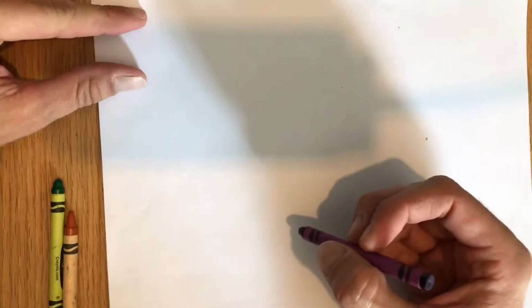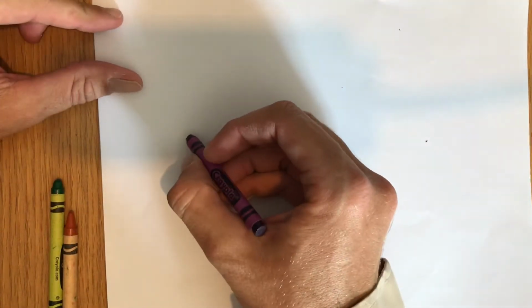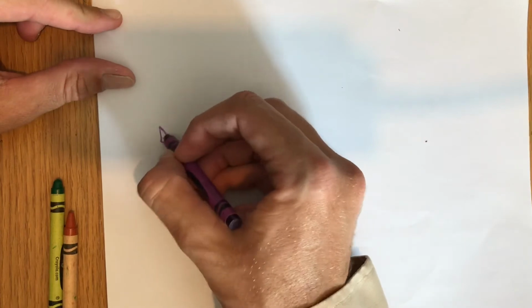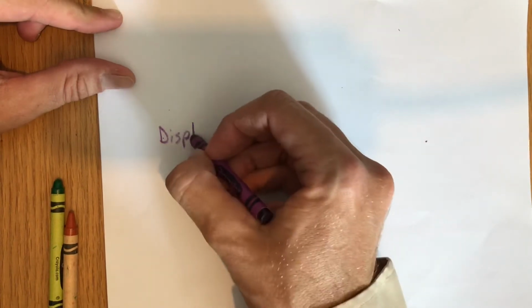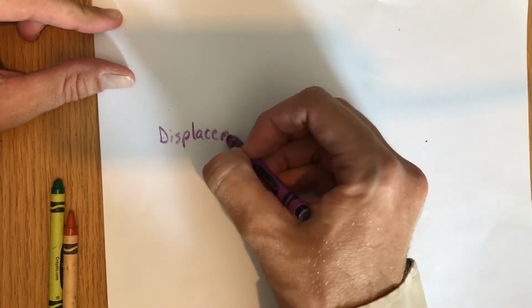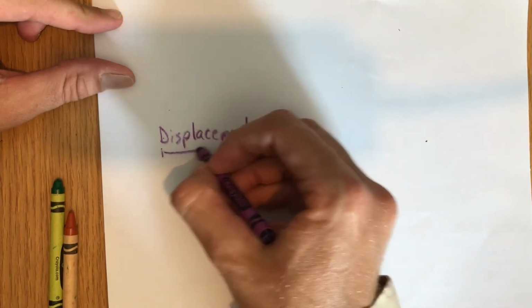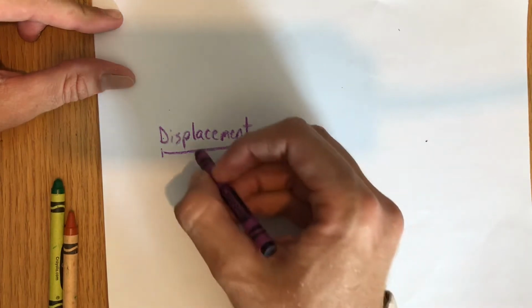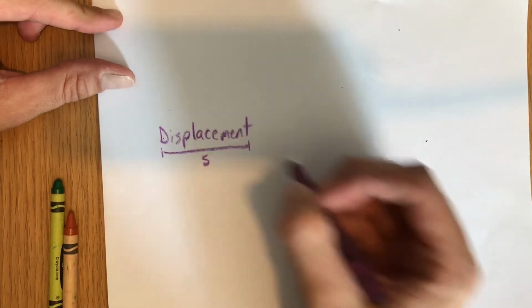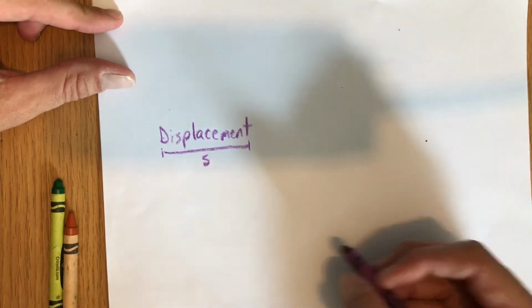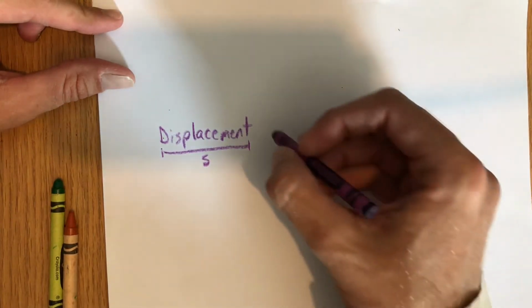I'll put vector quantities in violet. So one of the first vector quantities that we learn about is called displacement, which is just a change in position. So going from, say, this point all the way over to here, that would be a displacement. We like to use the letter S for displacement in ACE physics. It comes from the Latin word spatium.